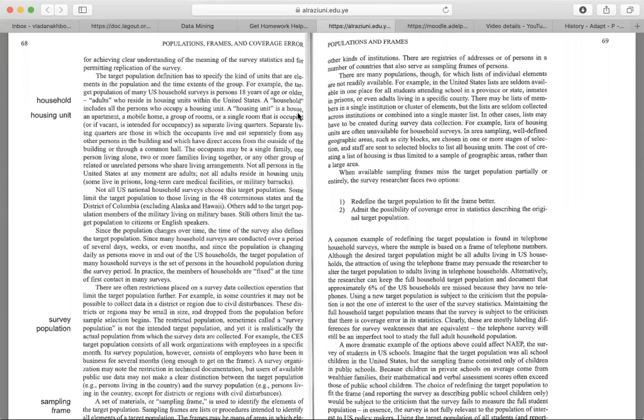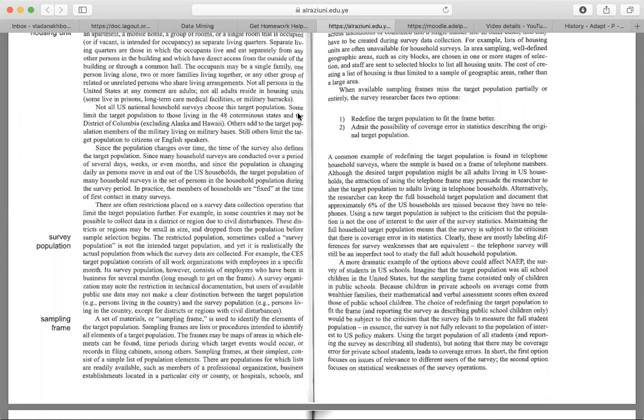A household includes all of the persons who occupy a housing unit, while a housing unit is a house, an apartment, a mobile home, a group of homes, or a single room that is occupied as separate living quarters. Since the population changes over time, the time of the survey also defines the target population, where members of the household are fixed at the time of first contact in many surveys. A survey population is the restricted population. It is not the intended target population, and yet it is realistically the actual population from which the survey data are collected. A sampling frame is a set of materials used to identify the elements of the target population.